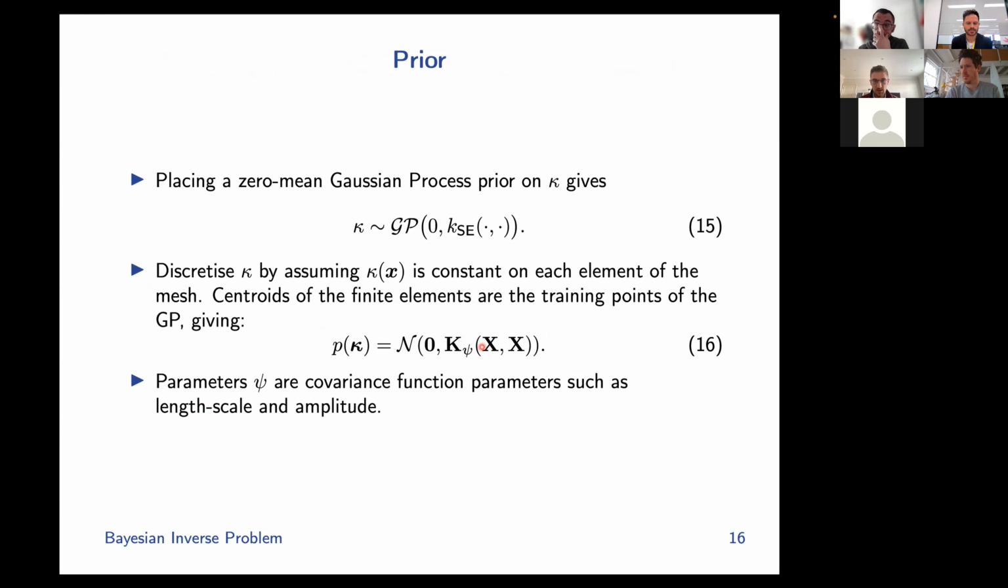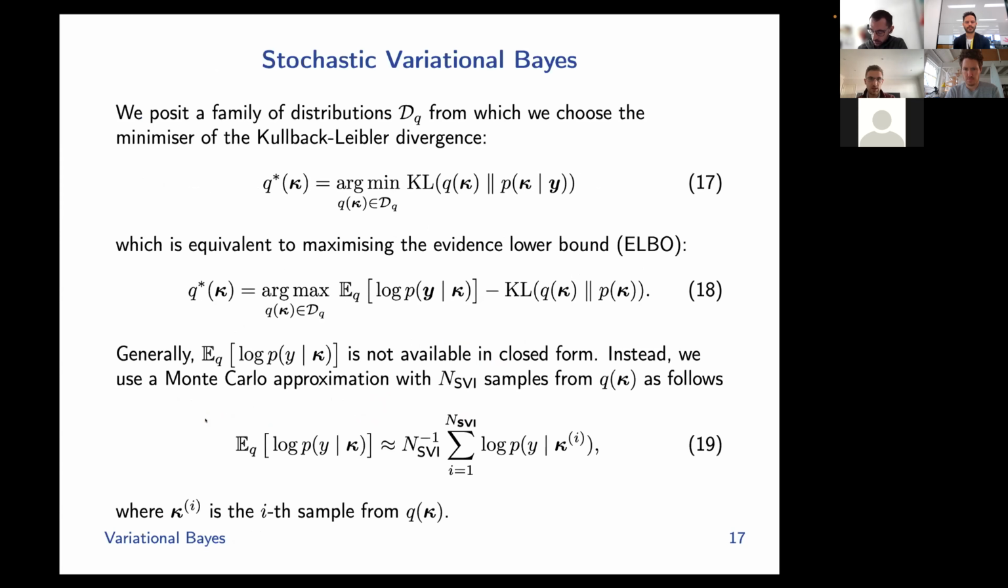with the covariance matrix given by evaluating the covariance function in the training points. And the covariance function itself has two parameters, the length scale and the amplitude. We fix the amplitude for our experiments, and we experiment with the length scale. So now we've got the likelihood, we've got the prior. We are now ready to proceed with the inference.